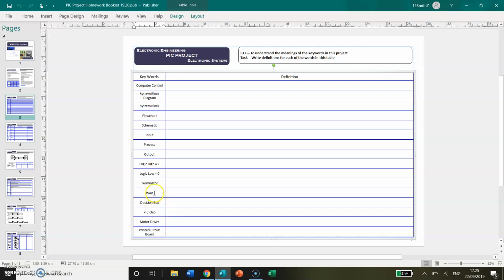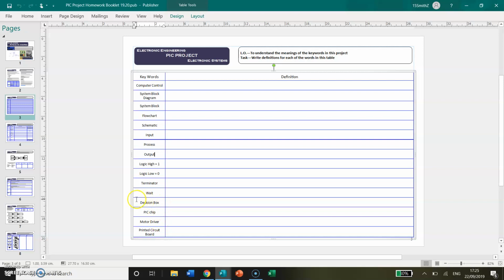A wait box, exactly what it says. You would put in wait, and then you put the period of time you wanted to wait for, so it could be waiting for 500 milliseconds, it could be waiting for 15 seconds, but while it's in that box it will just literally wait before it moves on to the next section.